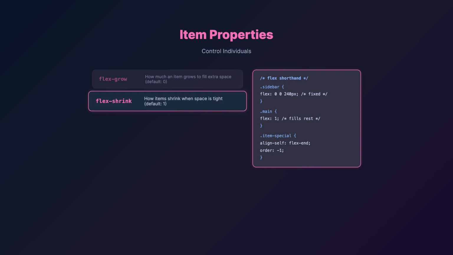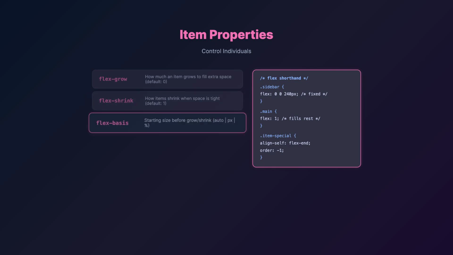Flex shrink is the opposite. It controls how items shrink when space is tight. The default is 1. All items shrink equally. Set flex shrink to 0 and that item refuses to shrink. It stays at its original size no matter what.